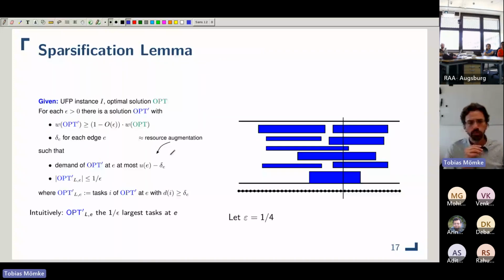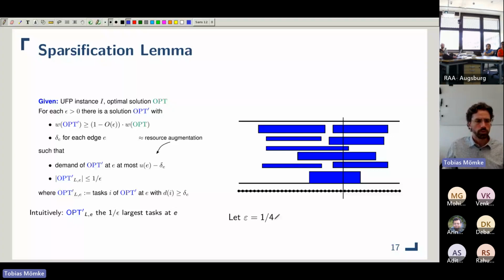Now, how does the sparsification lemma work? On the left-hand side, I have the formal description. I don't really want to go through the details because it's somewhat hard to follow. I will explain it on this picture here on the right. So let's assume in this picture, just for this picture, that we have an epsilon that is 1/4.